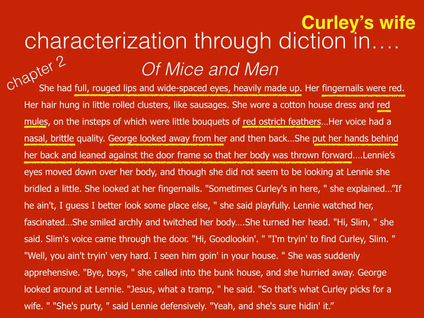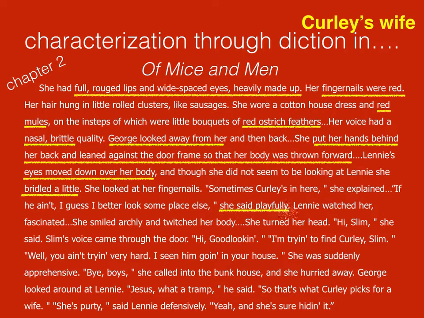And poor Lenny, he doesn't know any better than to just keep staring at her. He doesn't look away like George does. His eyes are moving up and down all over her body. He's pretty much enthralled by her. Steinbeck also mentions that while she doesn't appear to notice Lenny gawking, she bridles a little. She knows he's looking, and she likes it. She gets excited. She likes the fact that someone's looking at her, gawking at her.